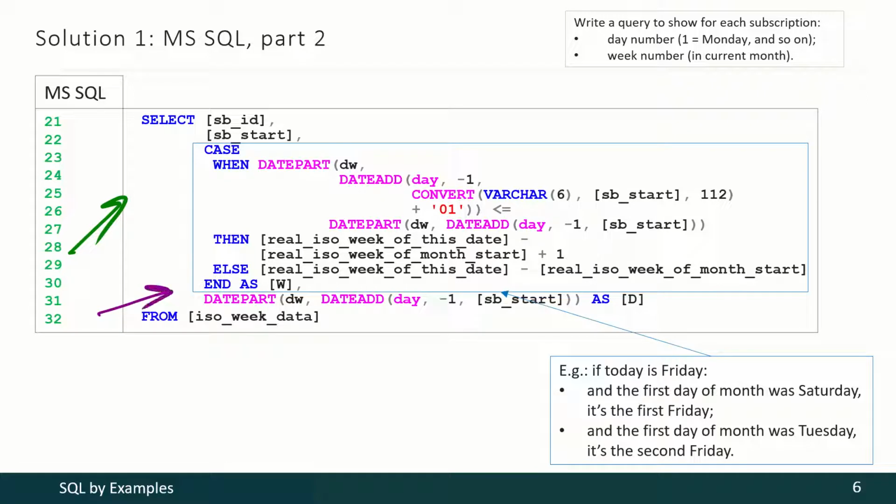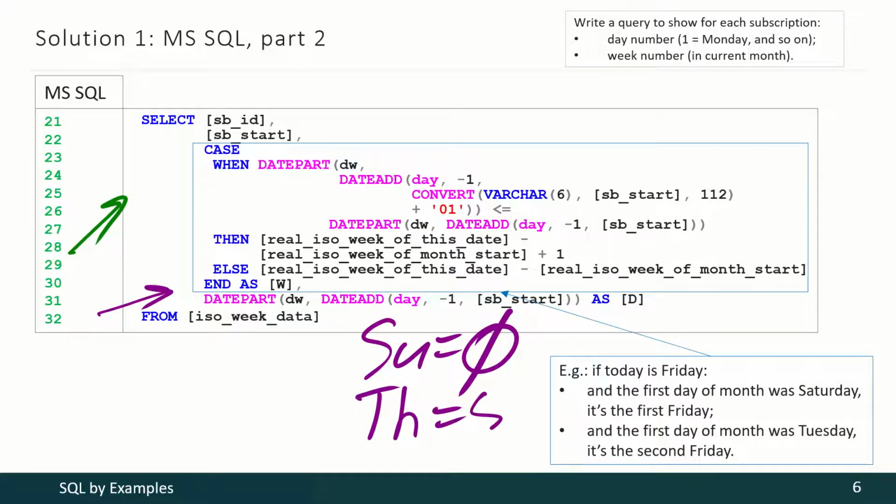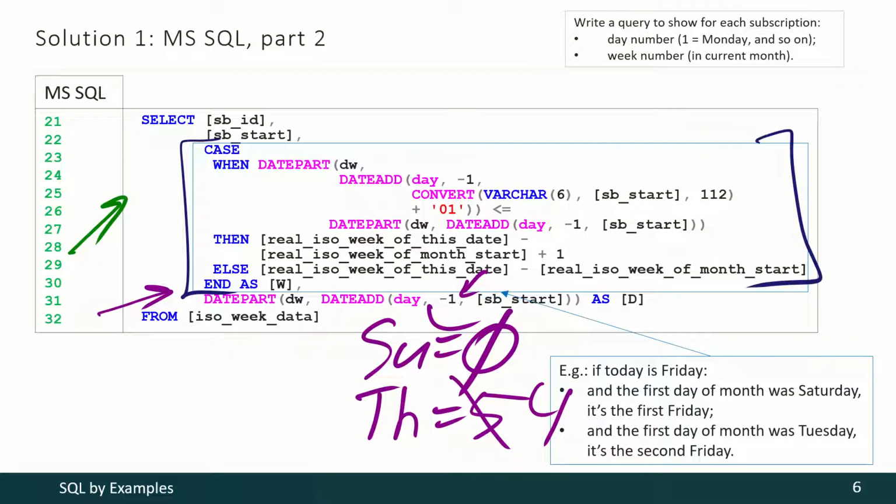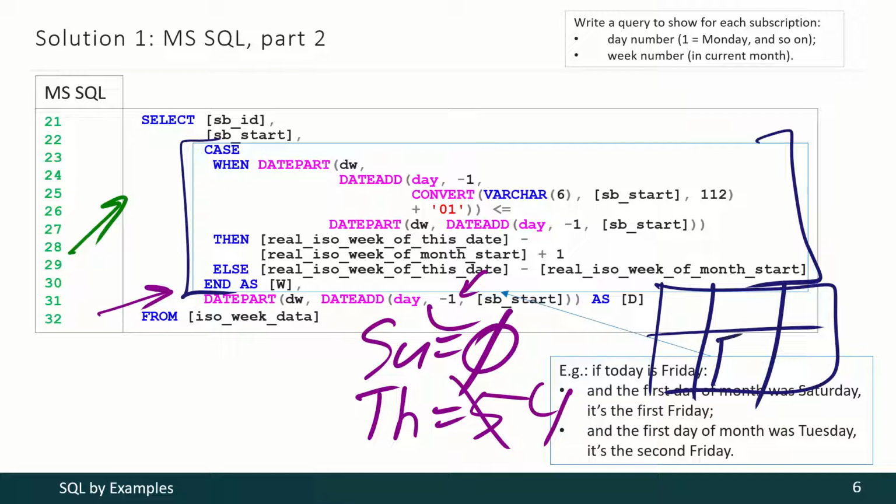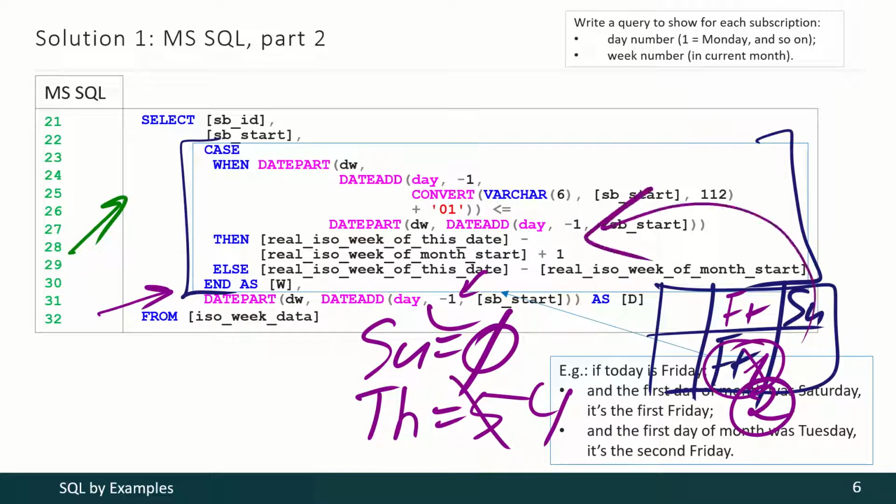First we have to calculate the day number. In Microsoft SQL Server, Sunday is the day number 0. So Thursday here is the day number 5, but it should be 4. That's why we're subtracting that 1 here. And like with MySQL, we have to analyze the current day and the first day of the month. Imagine that the current day is Friday and the first day of the month was Saturday. In this case, this is the first Friday of the month, but if the first day of the month was Friday, it would be the second Friday of the month, and that situation is analyzed here in this block of code.